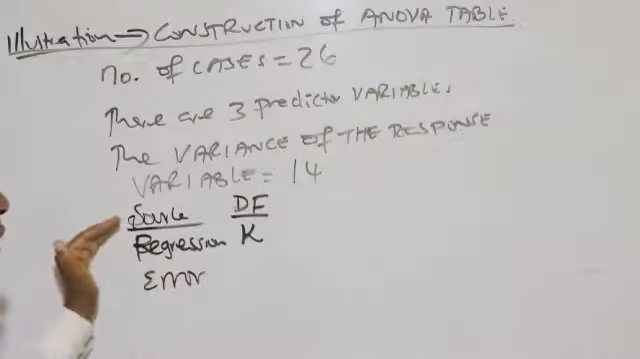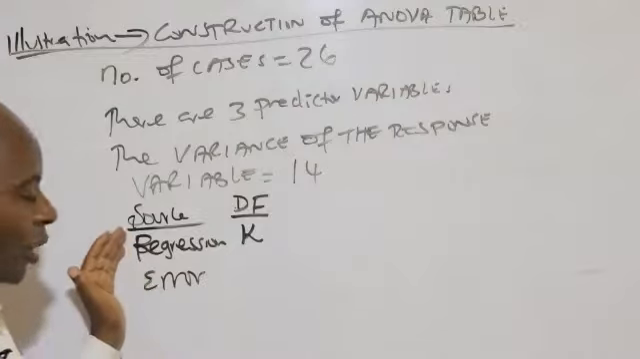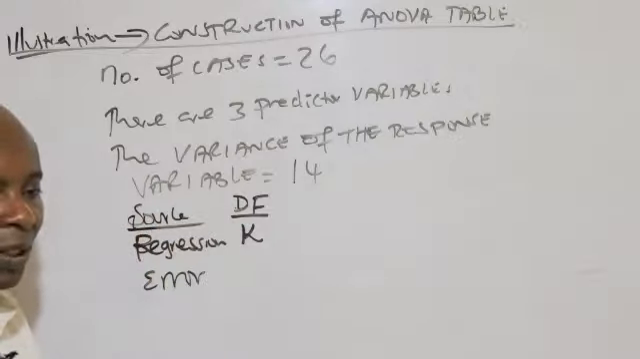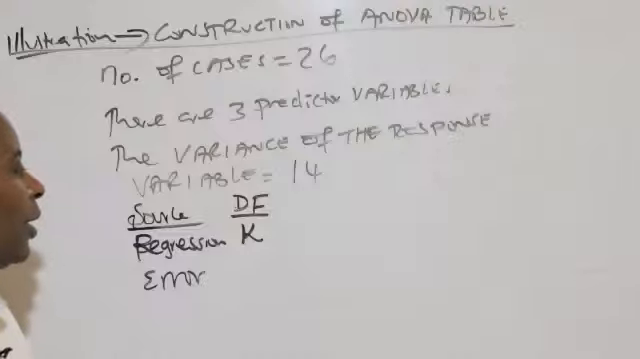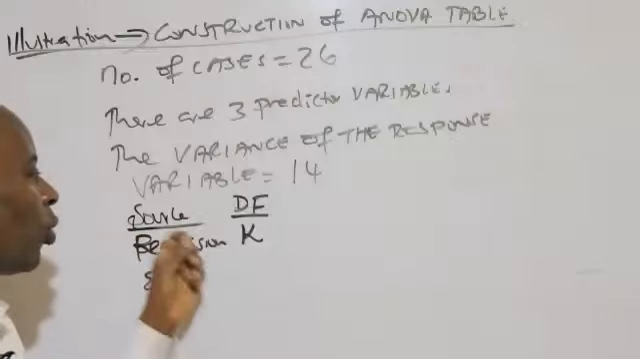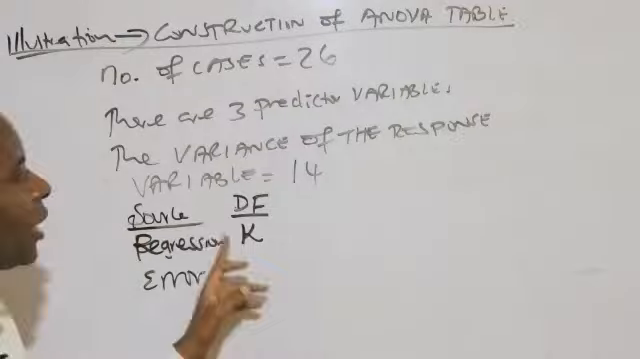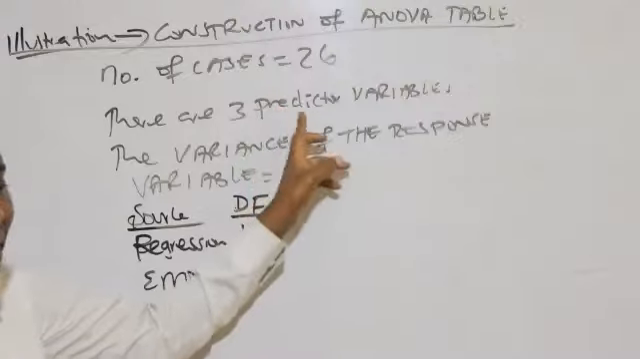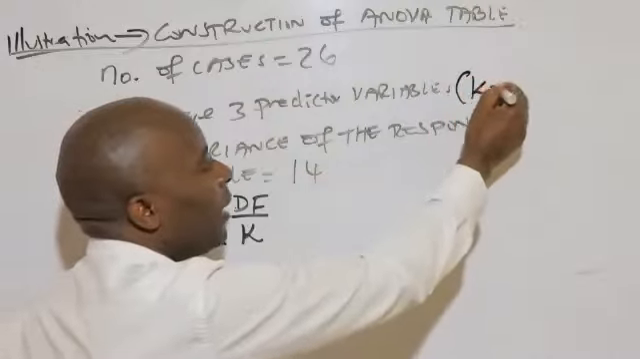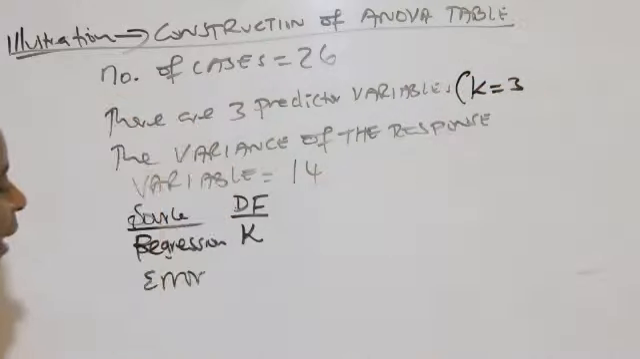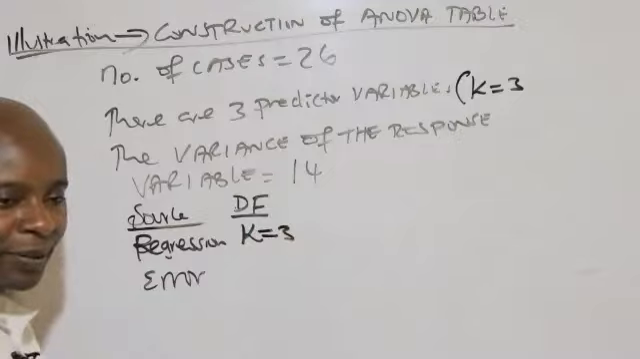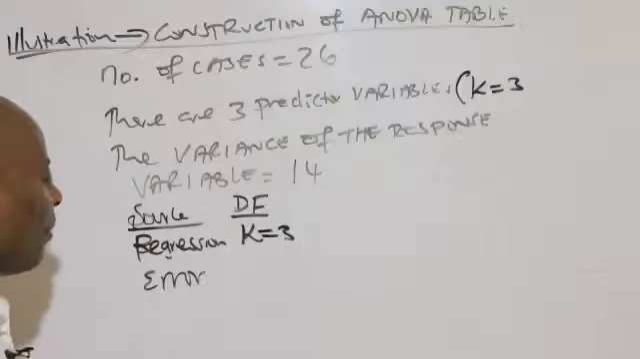So the first thing we need to do is to mention the sources. We have regression and we have error. And then we start with the column of degrees of freedom. Degrees of freedom for regression are always k, and k stands for the number of predictor variables. Here my k is equal to 3, meaning the regression degrees of freedom are 3.